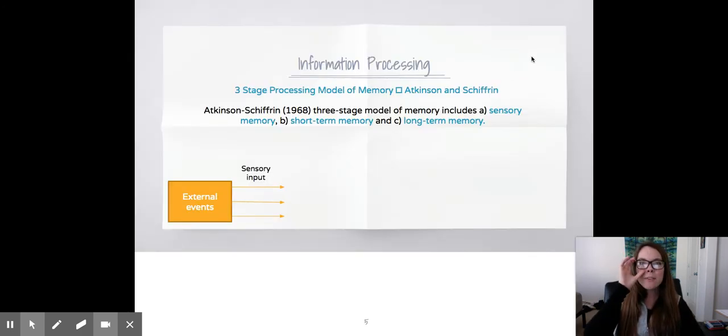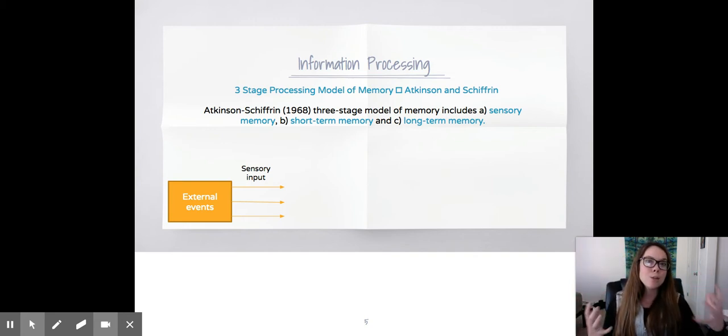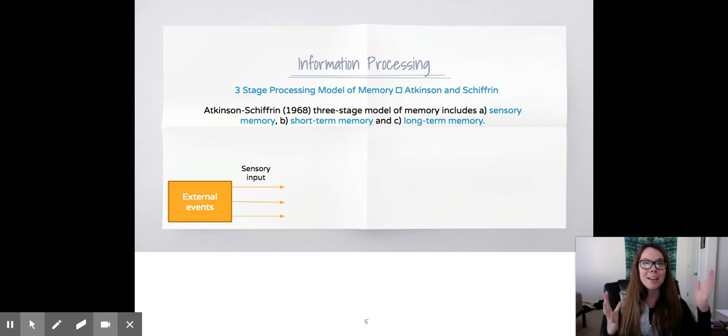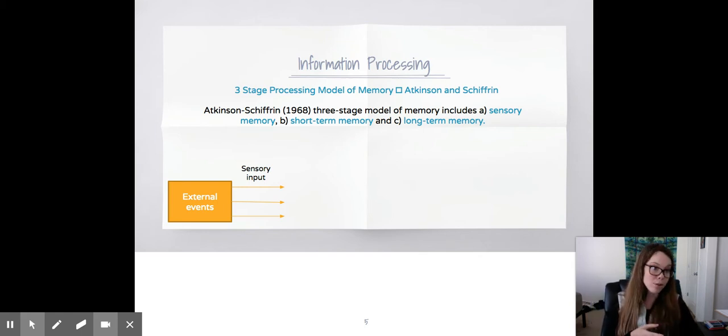So we have the Atkinson-Shiffrin model, which is our three-stage processing model of memory. Someone named Atkinson and Shiffrin came up with this model. That is right, it's their last name, right? You always want to get some credit, but it's a three-stage model of memory. It includes sensory memory, short-term memory, and long-term memory.